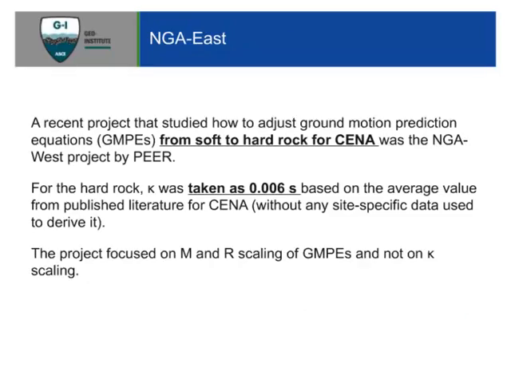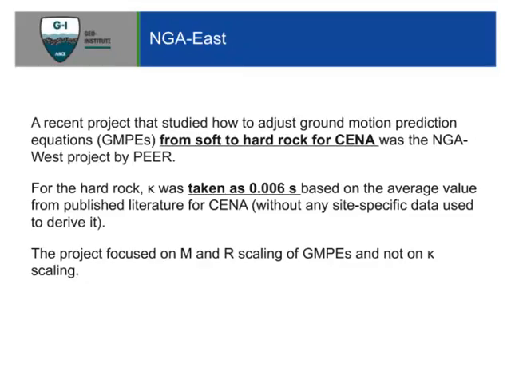Now, one recent project where this was studied, so where they tried to adjust soft to hard rock motion for Central Eastern North America, was the NGA-East project. A lot of you are probably aware of it. That was organized by the Pacific Earthquake Engineering Research Institute Center at UC Berkeley, PEER.